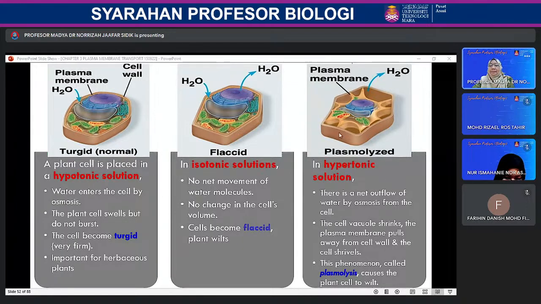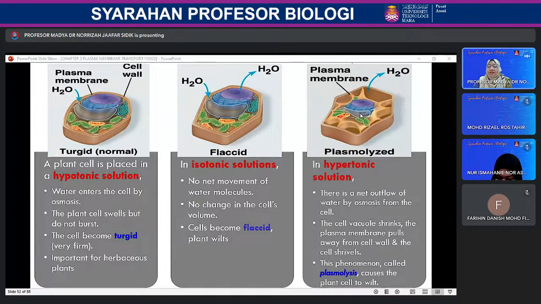There's a situation here, the phenomenon that we call plasmolysis, okay, where there is a net outflow of the water by the process of osmosis. Yes, so the vacuole here becomes small, right? Yeah. So the plasma membrane pulls away from the cell wall. If you look here, the vacuole is bigger if you compare to this, the size here, yeah.